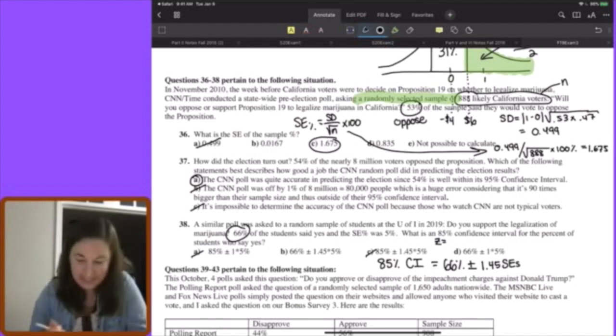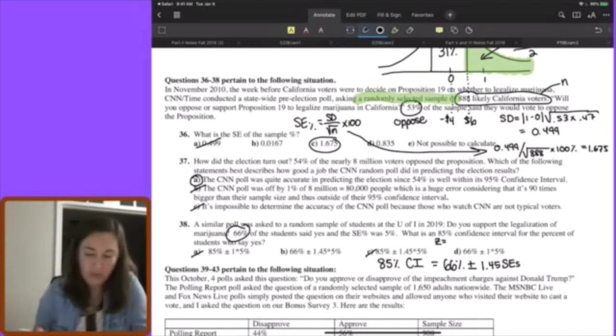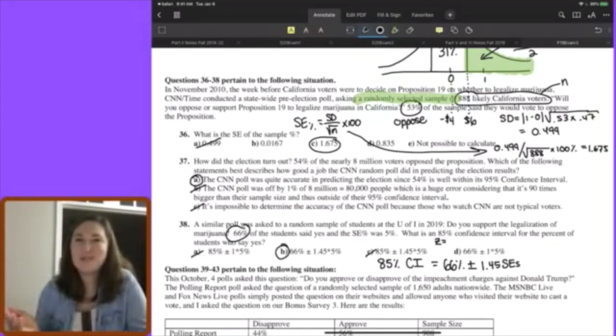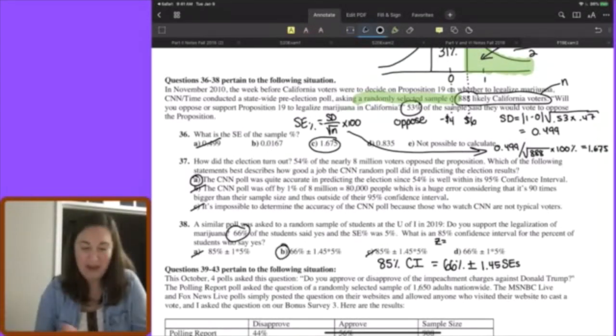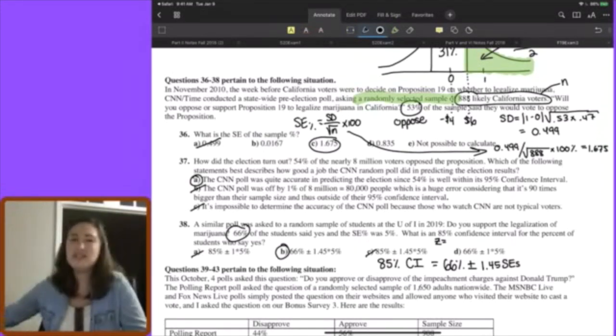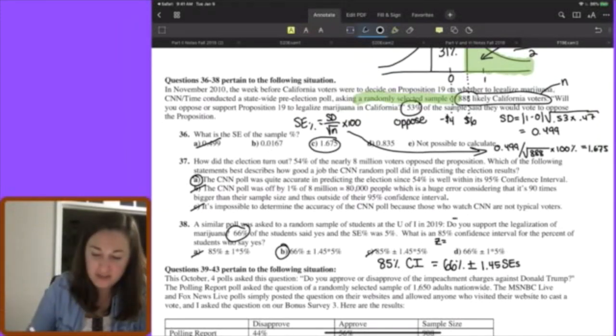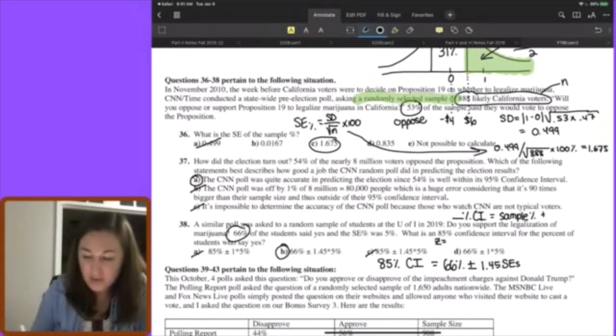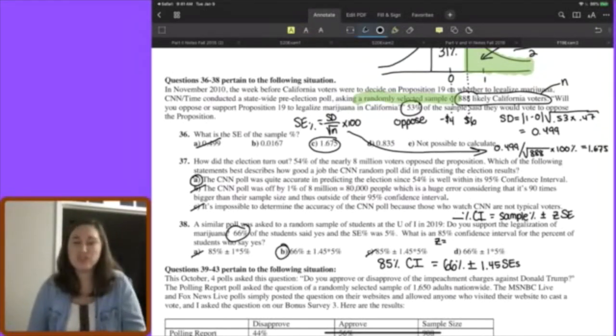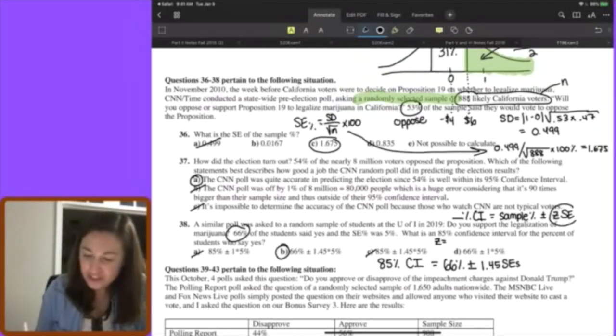So which one is this? I guess we could find the standard error if we want to. It looks like all of them have 5% as the standard error, so this one has to be B. But yeah, to find any percent confidence interval, you just take your sample percent, whatever you got in your sample, and you add and subtract the z-score times the standard error. This is called the margin of error.